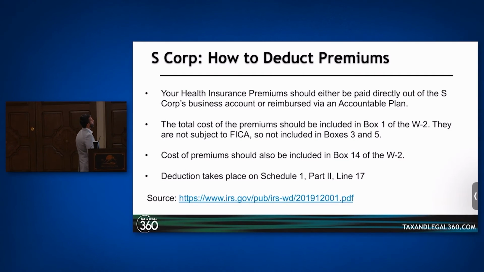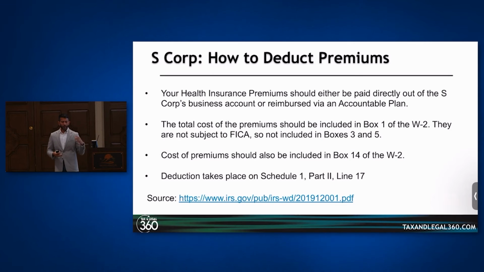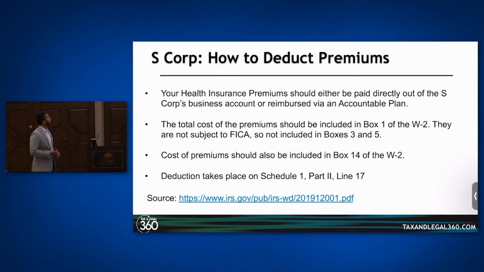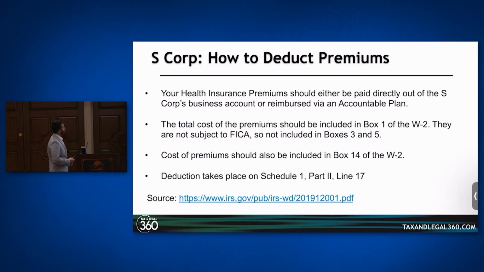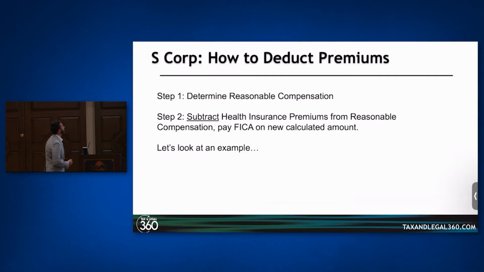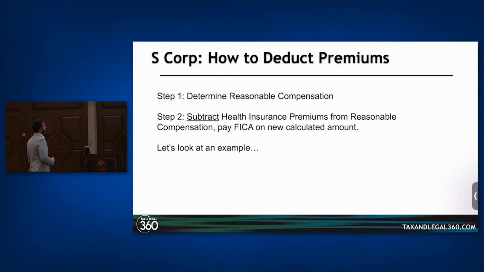The cost of your health insurance premium should also be included in box 14 of the W-2. That's for the federal amount. I believe it would go in box 16 at the state level. Deduction takes place on Schedule 1, which I just showed you a moment ago. So let's look at this in action, okay? Here's what you're gonna do.